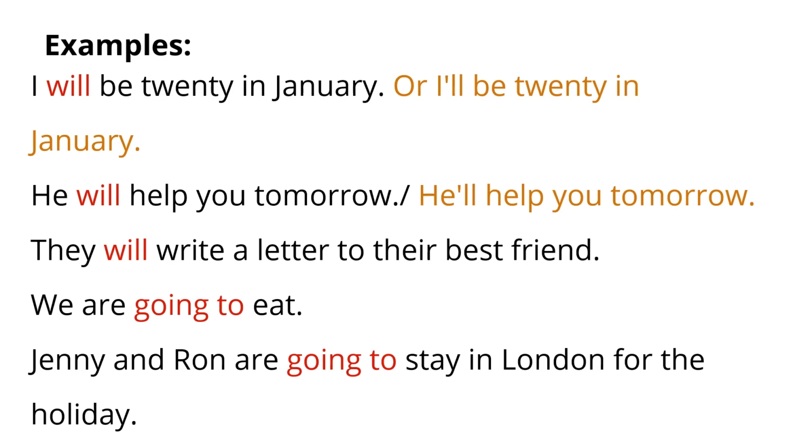Examples. I will be 20 in January. Or I'll be 20 in January. He will help you tomorrow. Or he'll help you tomorrow. They will write a letter to their best friend. We are going to eat. Jenny and Ron are going to stay in London for the holiday. I hope that you're seeing how the future tense is being used.